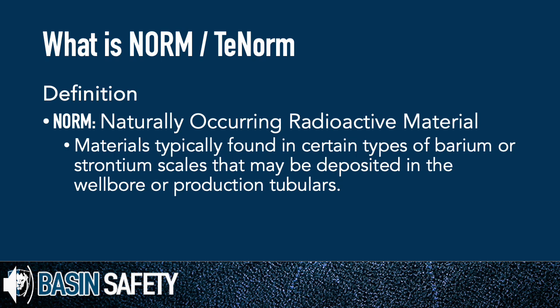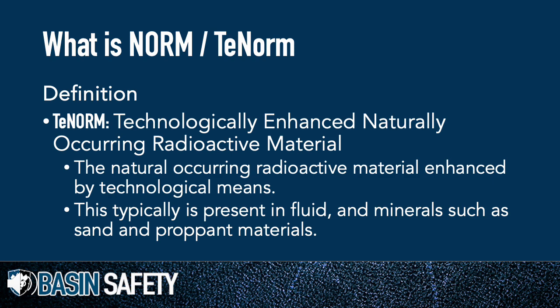So the most commonly asked question, what is NORM? What is TeNORM? Well, we'll give you the definitions. NORM is naturally occurring radioactive material. It is material typically found in certain types of barium or strontium scales, that is a hard word, that may be deposited in the wellbore or production tubulars. And then we have TeNORM, that is technologically enhanced naturally occurring radioactive material. A little bit of a mouthful. It is naturally occurring radioactive material enhanced by technological means. This is typically present in fluids and minerals such as sand and proppant materials.